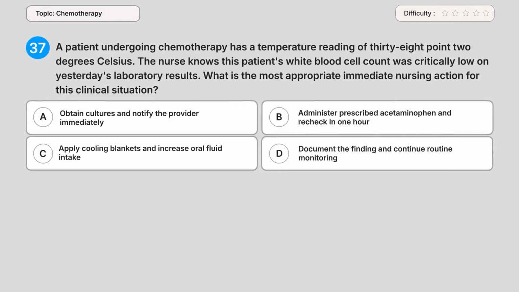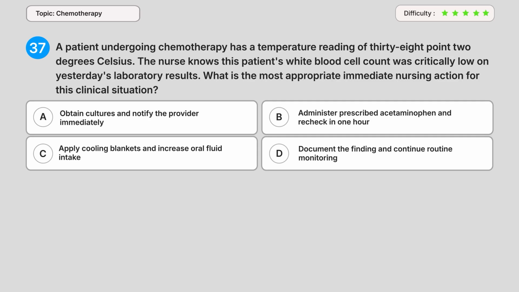37. A patient undergoing chemotherapy has a temperature reading of 38.2 degrees Celsius. The nurse knows this patient's white blood cell count was critically low on yesterday's laboratory results. What is the most appropriate immediate nursing action for this clinical situation?